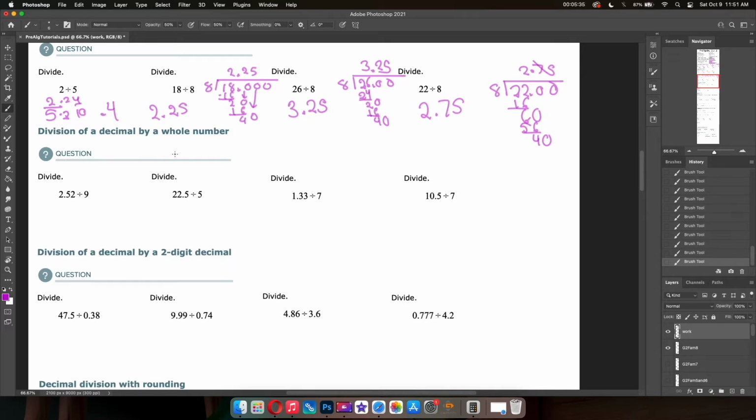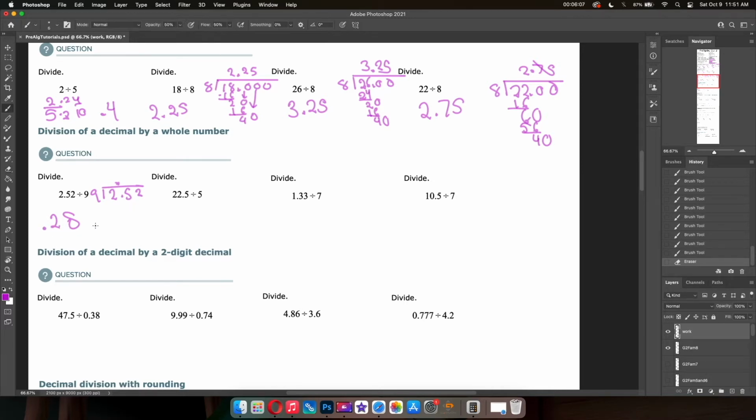Now division decimal by a whole number. We're going to do this again. 9 goes into, so 25 minus 18 is 72, which is 8. All right, that's my guess. Let's see if I'm right, because I am trying to do this in my head. 2.52 divided by 9. So 9 goes into, oh, so it'll be 0.28. See, this is why I flail.